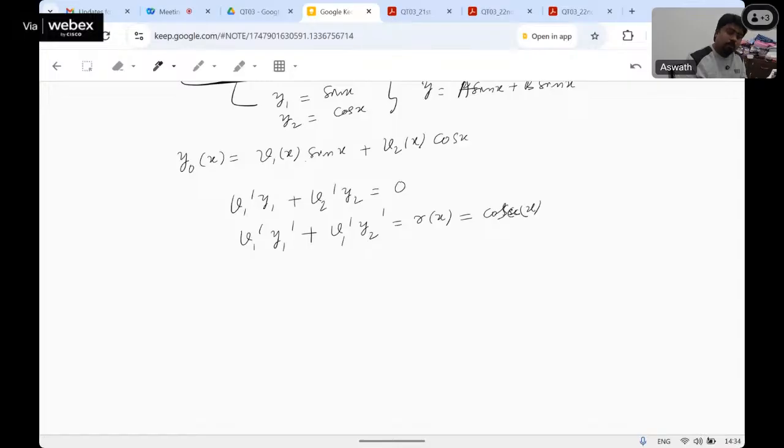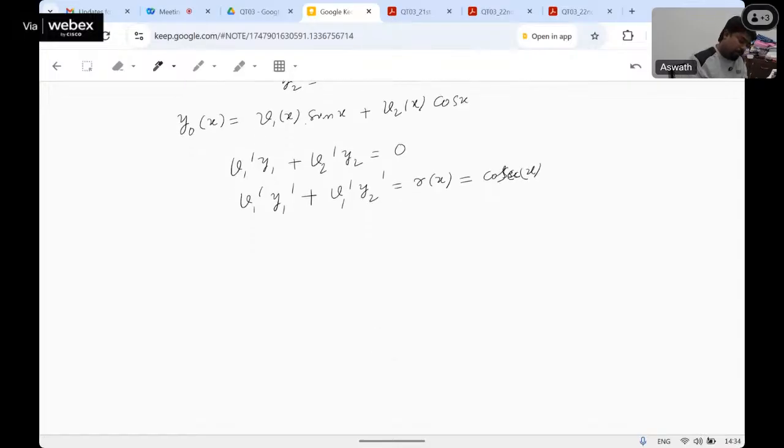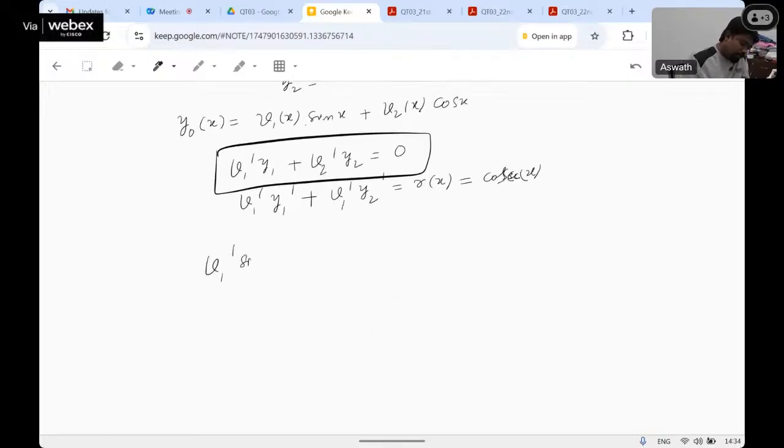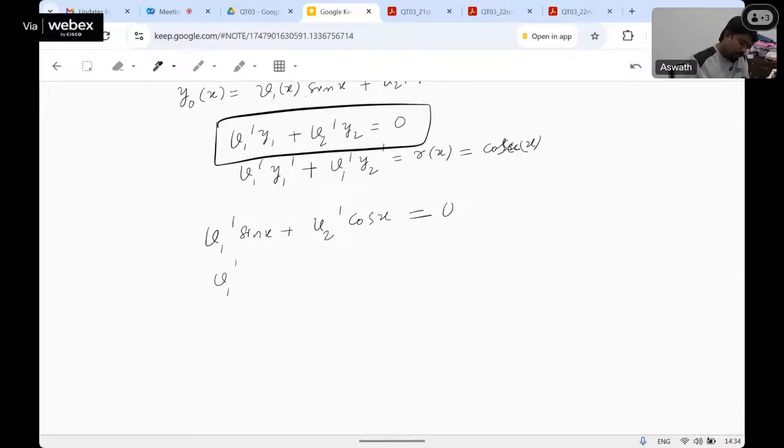So now from here, let me find v1' and v2'. What is y1? y1 is sin x, so v1' sin x plus v2' times y2, which is cos x, is equal to 0. Then v1' times y1', and y1' is just cos x, and what is y2'? y2' is minus sin x. So v1' cos x minus v2' sin x is equal to cosec x.